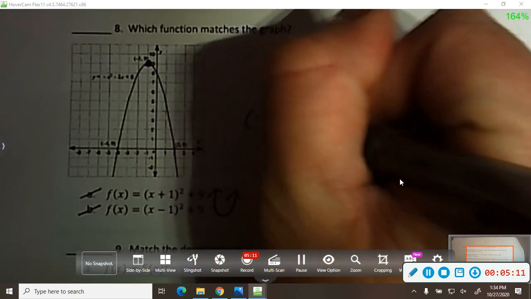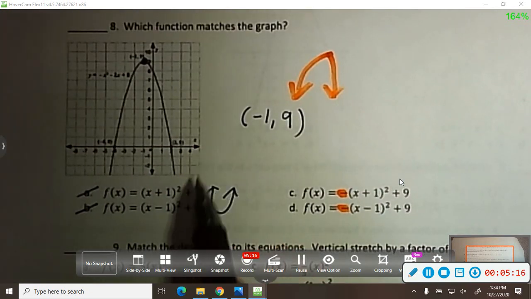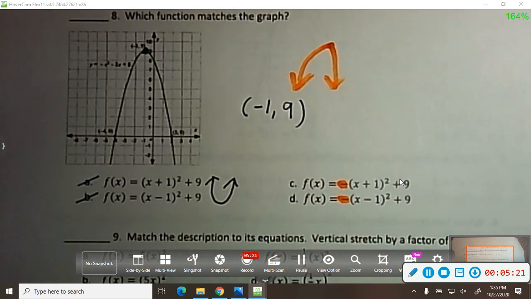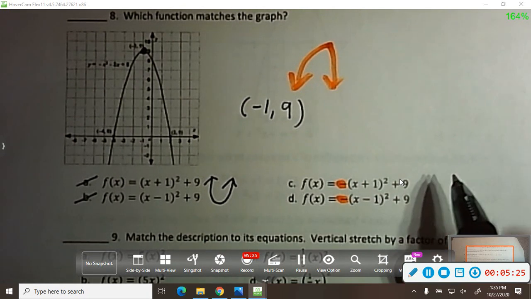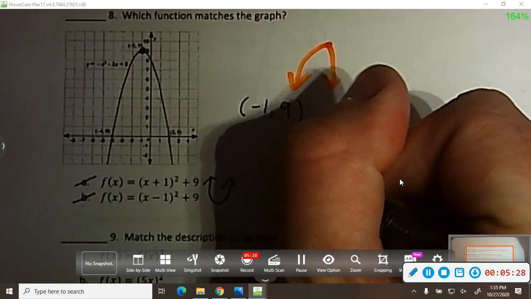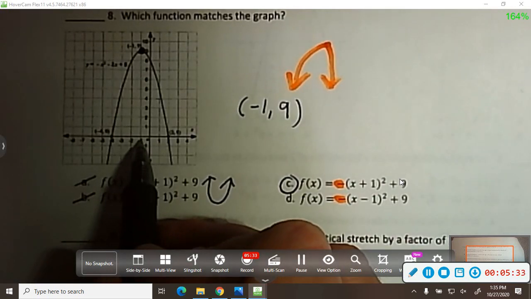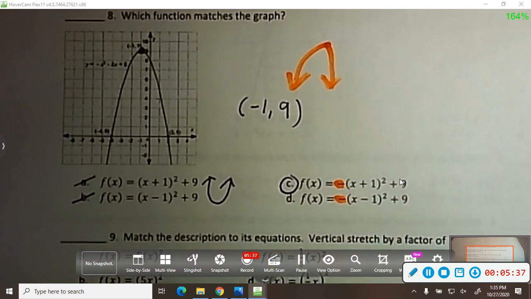Next, I see my vertex is negative 1, 9. So what that means is this should say plus 1, and then that'll say plus 9. So which one says plus 1, plus 9 would be this one. Because remember, the plus 1 shifts it 1 left, the plus 9 shifts it 9 up. So this is what we call vertex form. The answer is C.